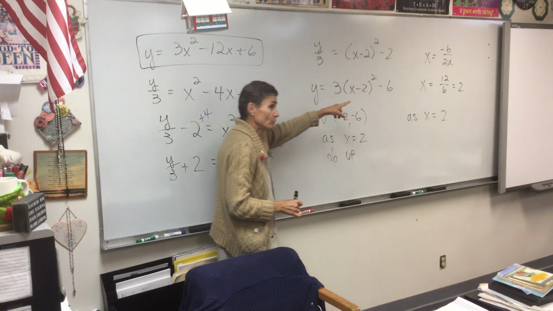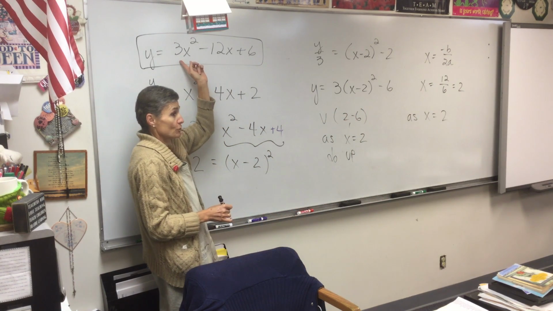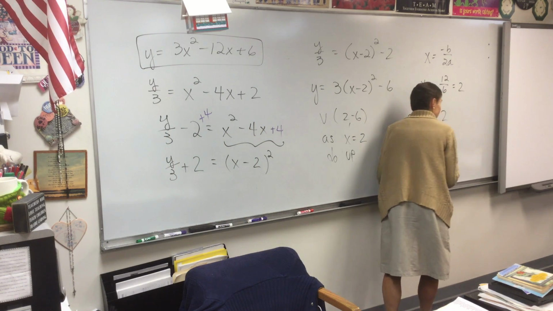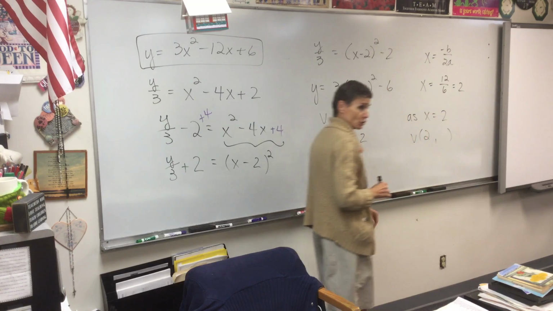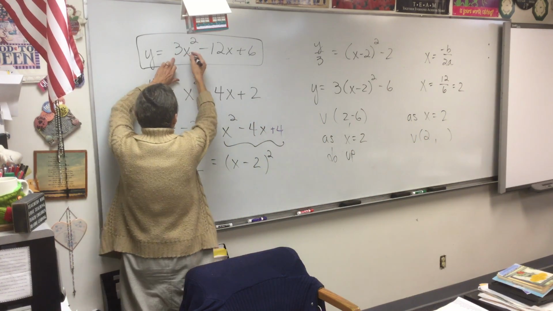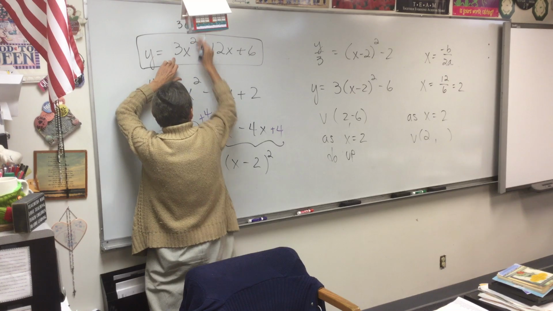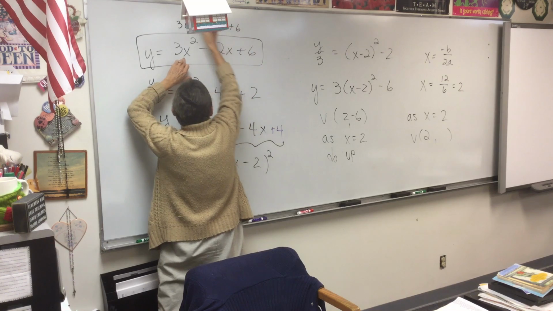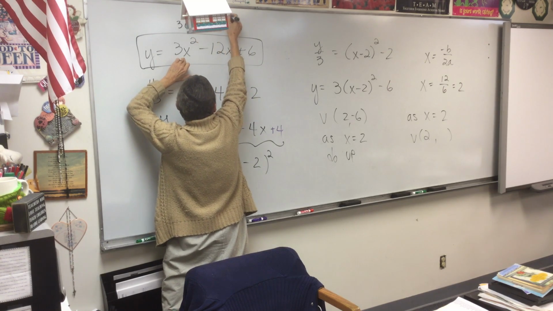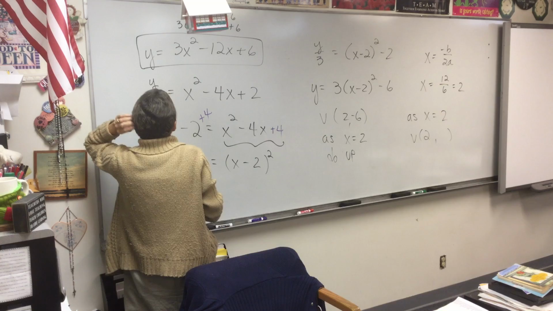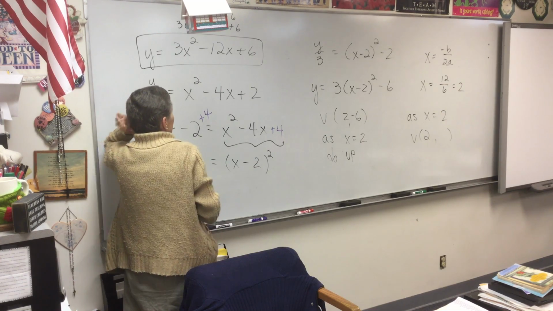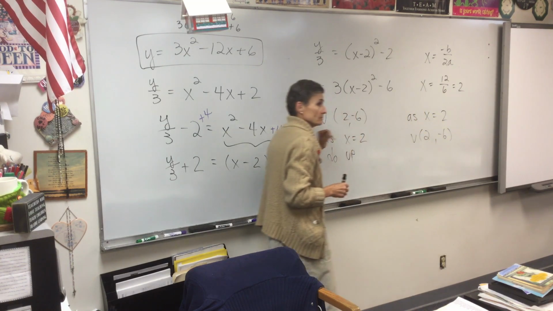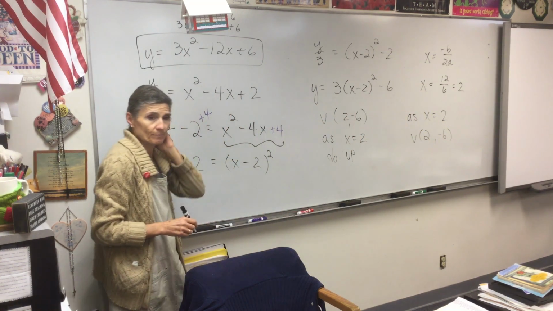Everybody understand where I got the 2? Negative b over 2a. Now how do I find my vertex from that? I know that x is 2, so I can plug 2 in. So I have 3 times 4, 2 squared, minus 24 plus 6. So 12 minus 24 plus 6, what is that? Negative 6. Oh my gosh, I got the same answer. Right? A little bit faster. A little bit less work.